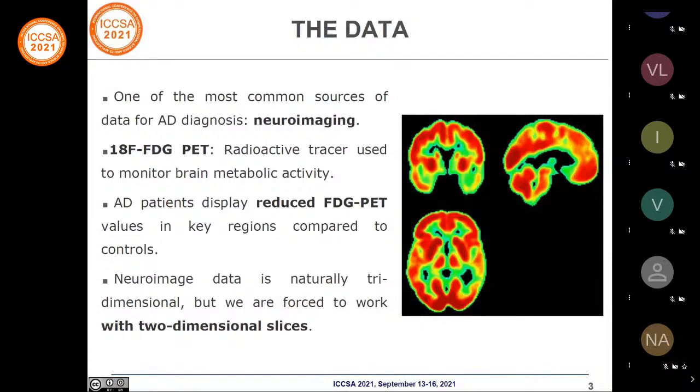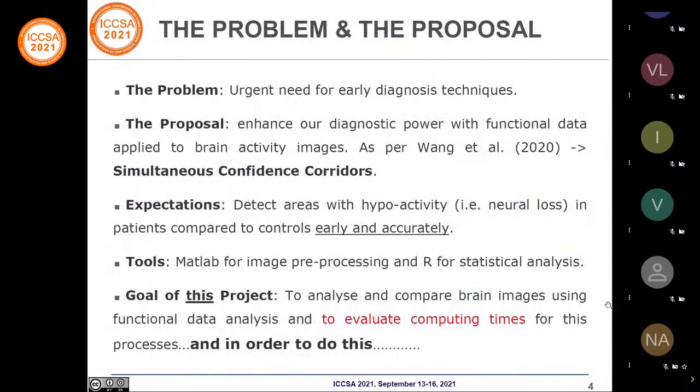So this is the imaging data that we usually have for Alzheimer's diagnosis. The problem is that we don't have the methods or the capability for an early diagnosis of Alzheimer's, and thus we cannot offer an effective treatment to the patients.